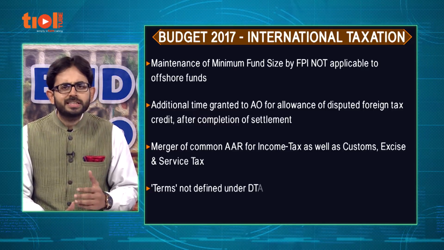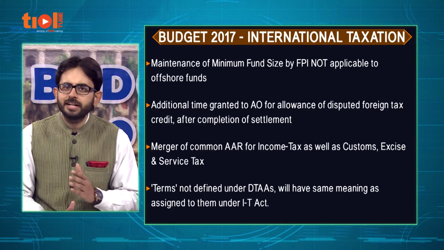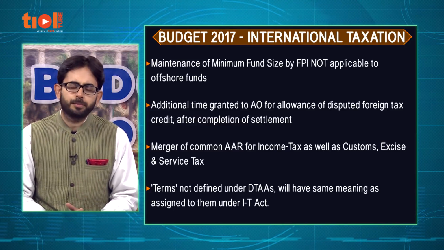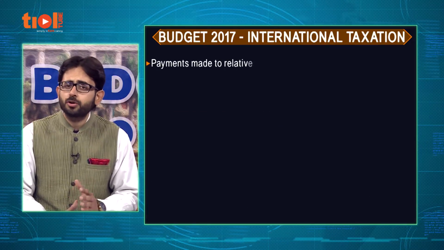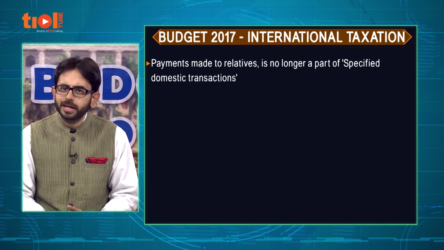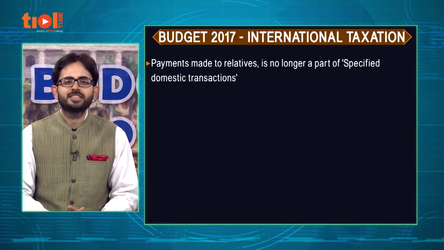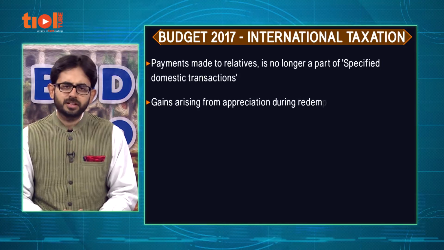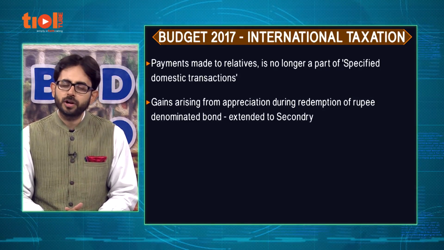Terms which are not defined under the double taxation avoidance agreements will have the meaning assigned to them under the Income Tax Act. For this, amendment has been proposed in Section 90 and 90A. Payments made to relatives, related persons specified under Section 48(2)(b) will not be a part of specified domestic transactions under Section 92BA.